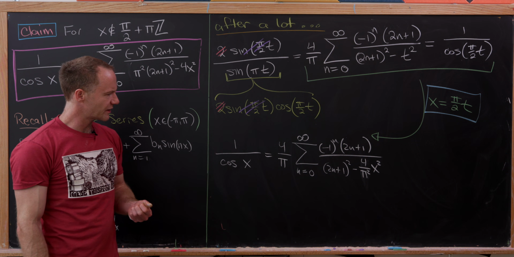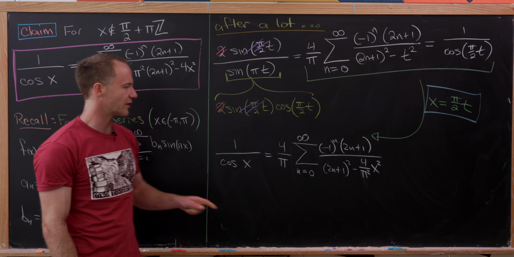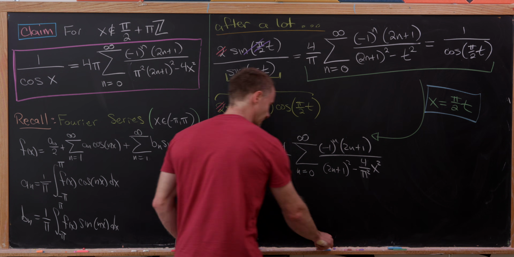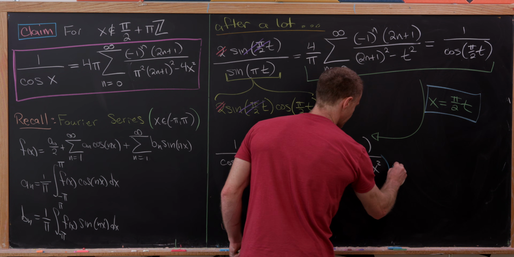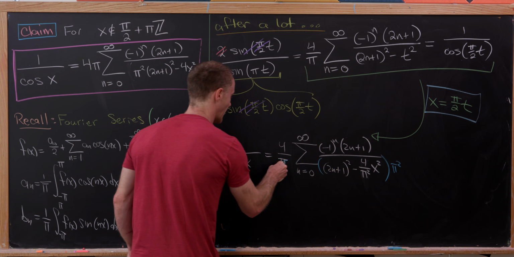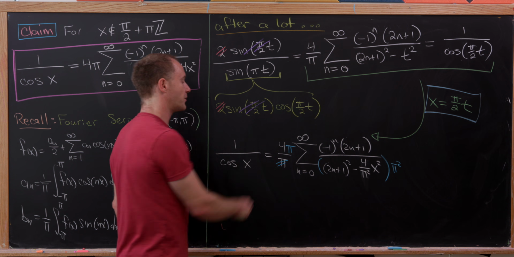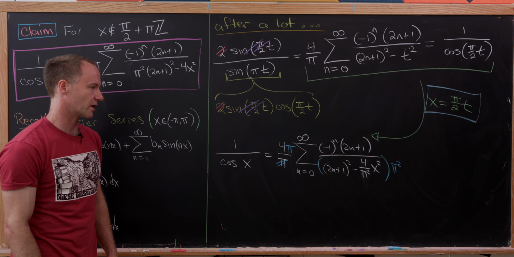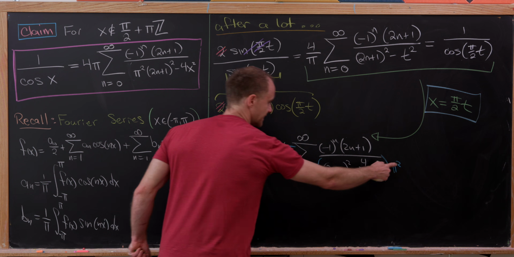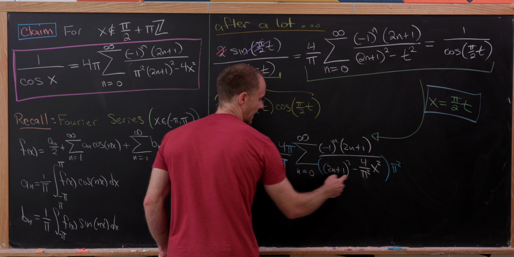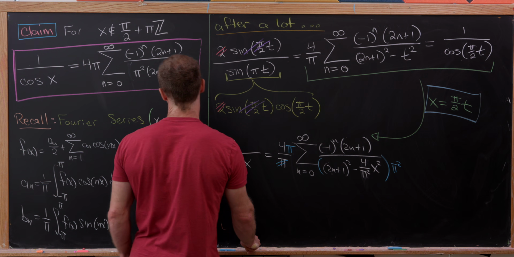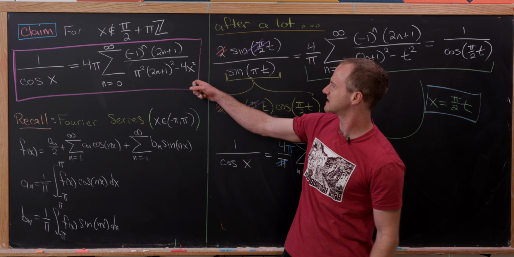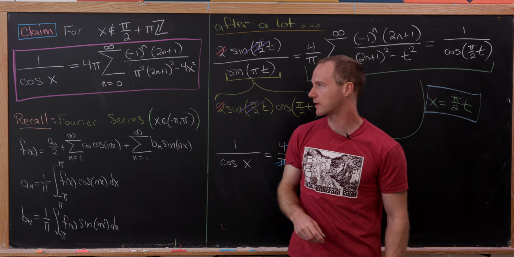And then where do we go from here? Well, I think it's pretty clear that we can multiply the numerator and the denominator here by pi squared. That'll put a 4 pi in the numerator instead of just a 4 in the numerator. And then this pi squared will cancel this pi squared, and it'll multiply through to this 2n plus 1 squared. Oh, but that leaves us exactly what we have over here.